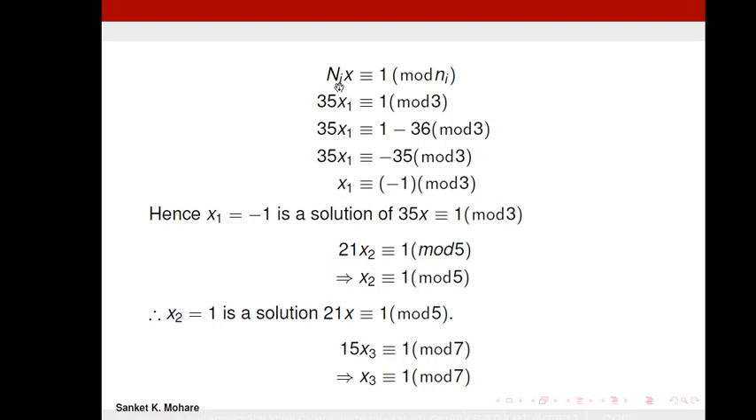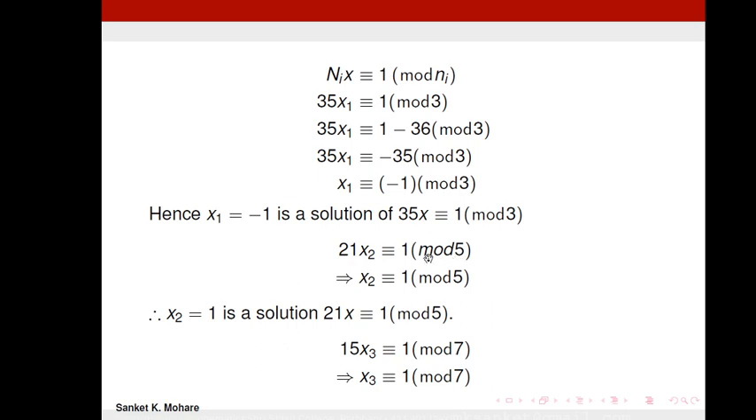So the value of capital N2 is 21, and it stays as it is, modulo small n2, which is 5. So 21x2 is congruent to 1 modulo 5, but 21 doesn't divide 1. So in this congruence we add multiples of 5 or subtract multiples of 5 from 1, such that 21 divides this sum or difference.